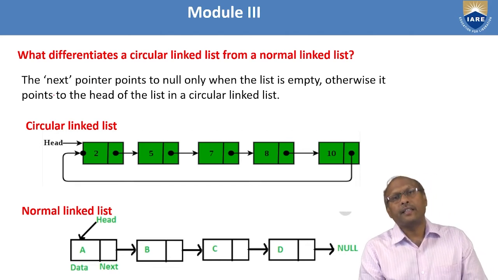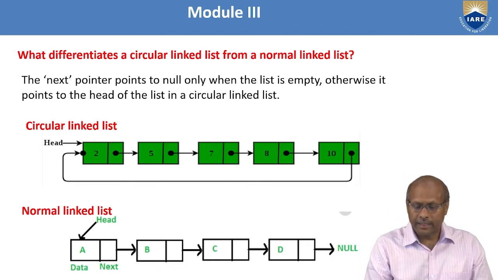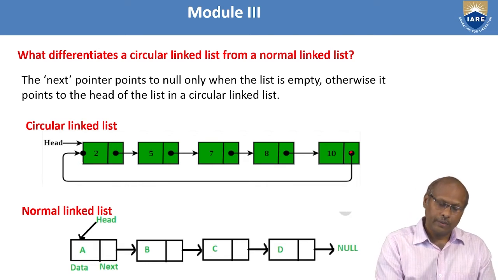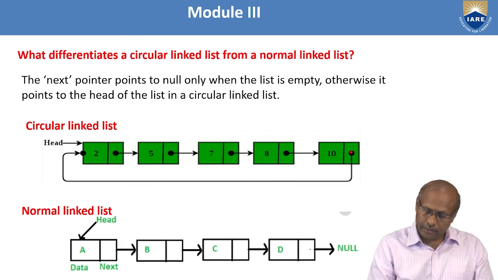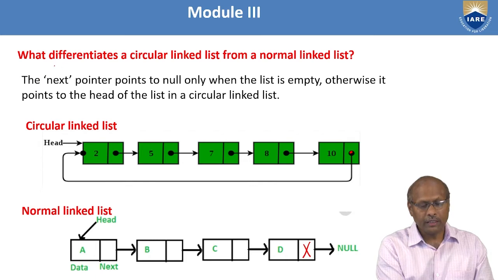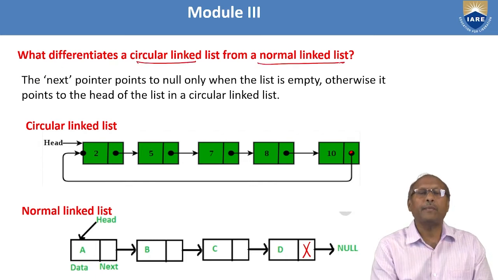Remember, in a circular linked list, the last node's link will always be pointing to the first node, whereas in a normal linked list, the last node's link will be pointing to null. Then what is the question? What is the difference between a circular linked list and a normal linked list?